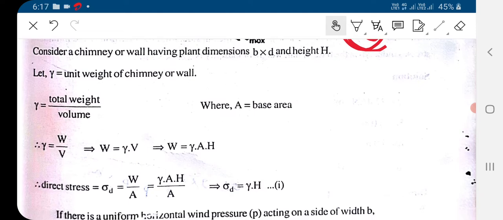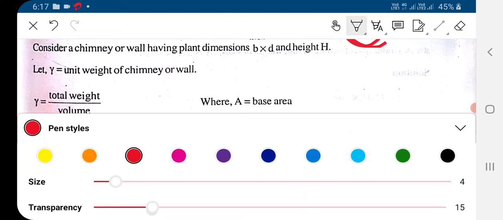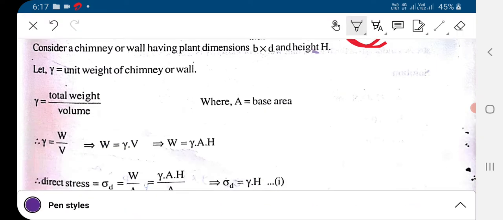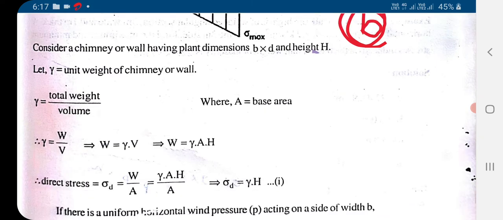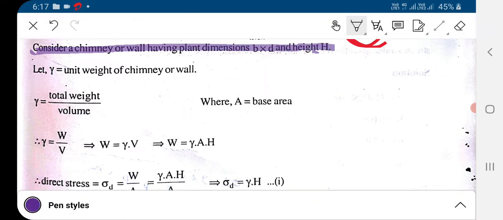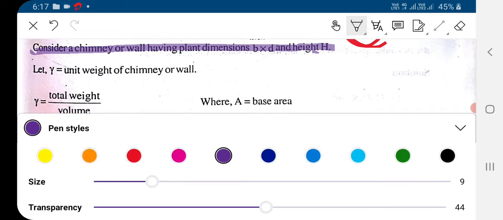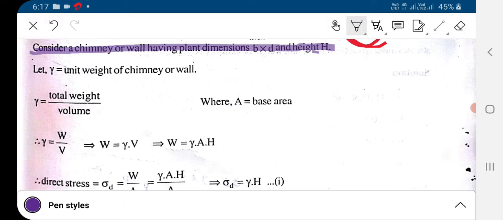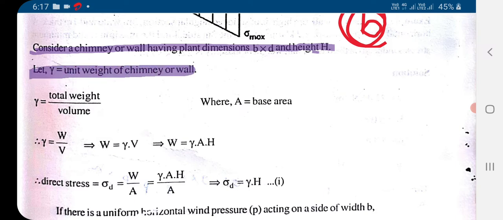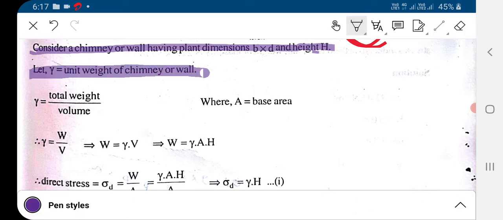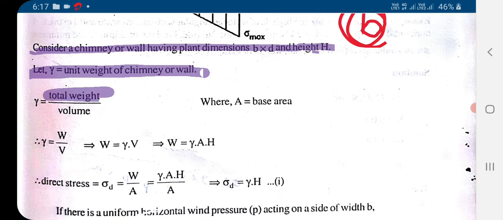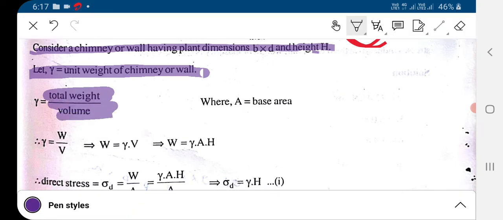So here let's see this gamma. Consider the chimney or the wall having a plan dimension of B cross D and height as capital H. So what is gamma? That will be the unit weight of the chimney, or we can say wall. So what is this gamma unit weight? That will be nothing but the weight divided by volume. So gamma will be the total weight divided by total volume.